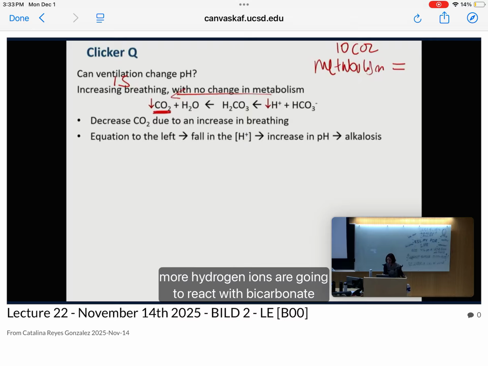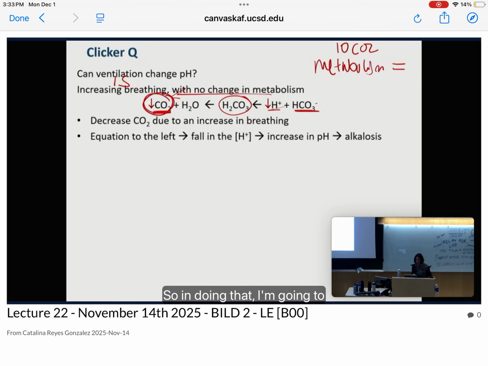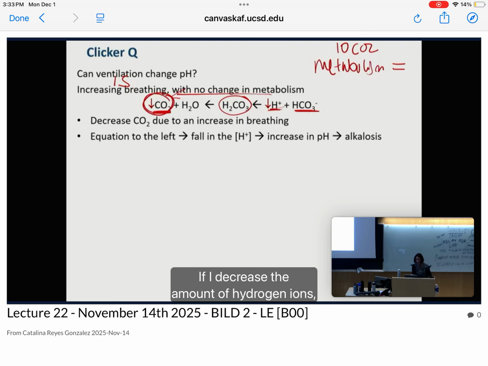So now more hydrogen ions are going to react with bicarbonate to form carbonic acid, and that dissociates into water and CO2 to try to compensate for this low CO2. So in doing that, I'm going to decrease the amount of hydrogen ions. If I decrease the amount of hydrogen ions, then I'm going to have a decrease in the concentration of those ions, which causes alkalosis, an increase in pH. So pH goes up higher than 7.4, so 7.6, 7.8, and I have alkalosis.